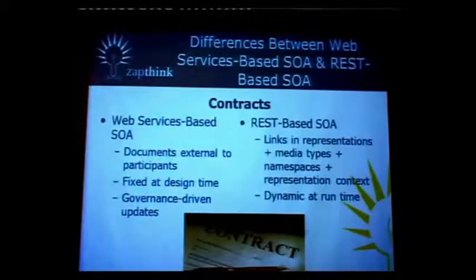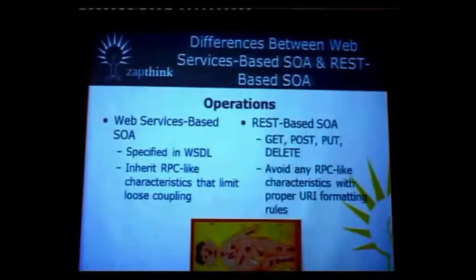In the REST-based world, contract metadata are in different places, right? The links, the media types, namespaces, and the representation context. Representation tells you what you can do next. And it's dynamic at runtime, right? So the contract can change however the server says it should change. It doesn't have to be, but it gives you a lot of flexibility. So you don't have to worry about versioning a REST-based service the way you do a web service.